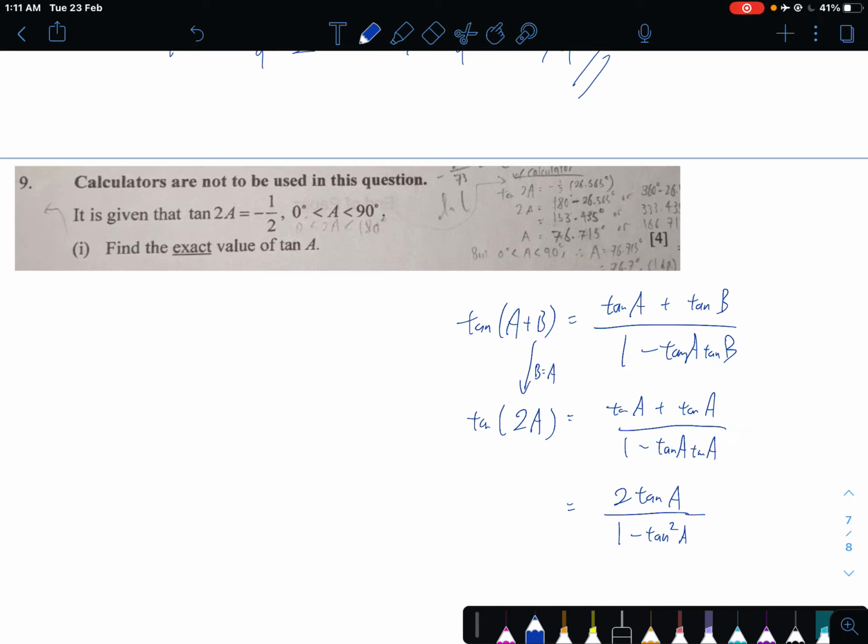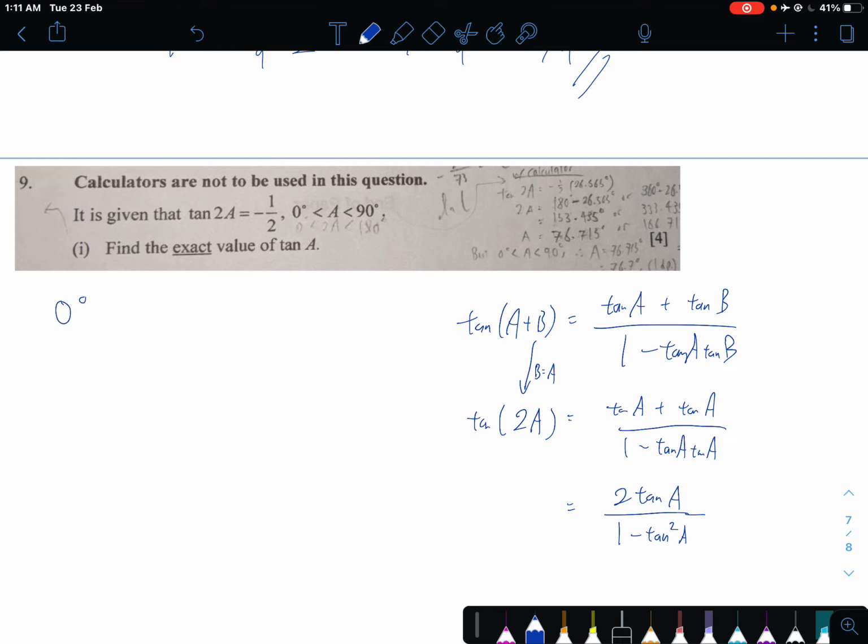Alright, let's try another question. This one requires you to find the exact value of tangent A given that tangent 2A is equal to negative half and A is an acute angle. Wow, A is an acute angle. Then let's just analyze a little bit.